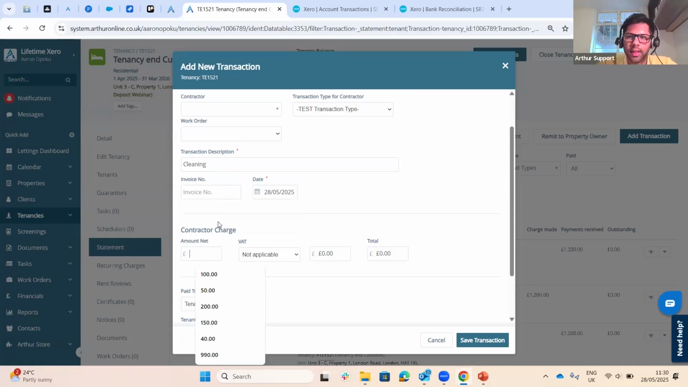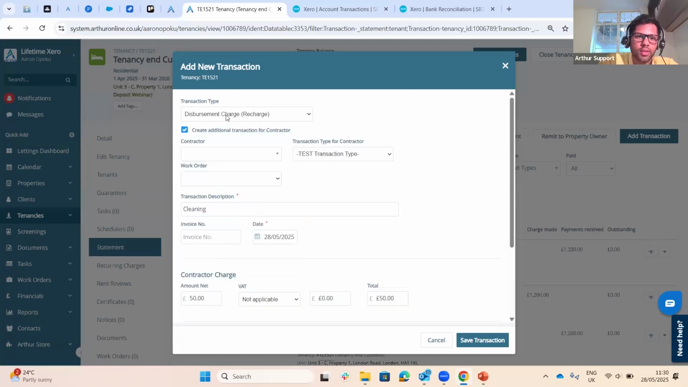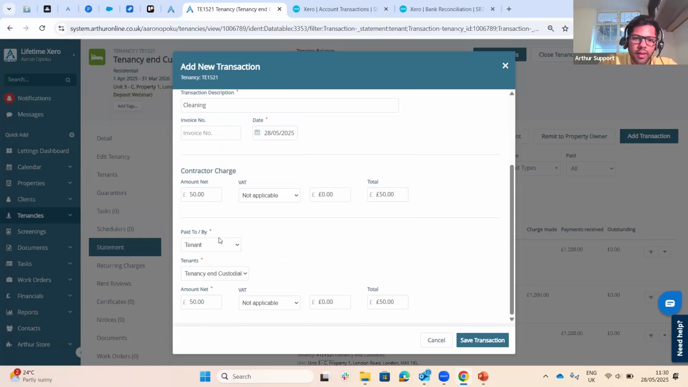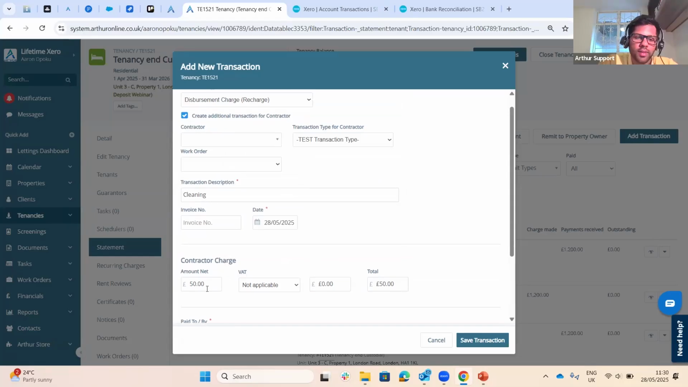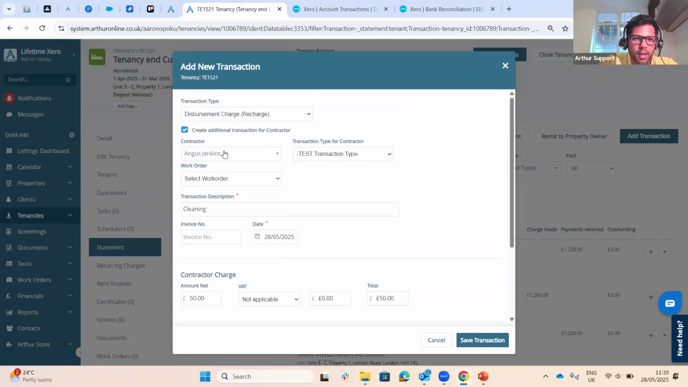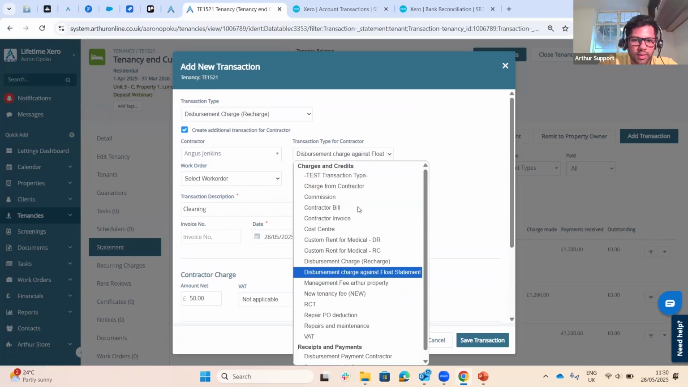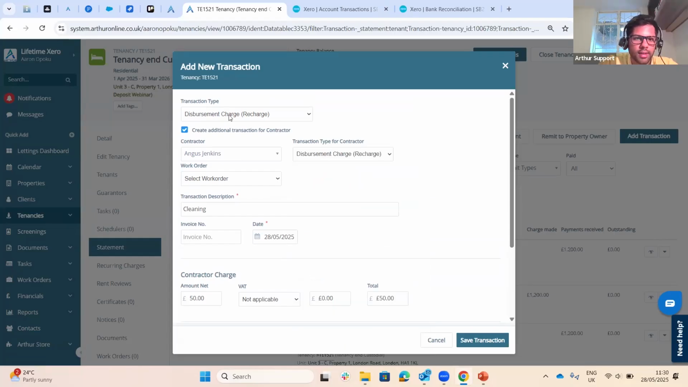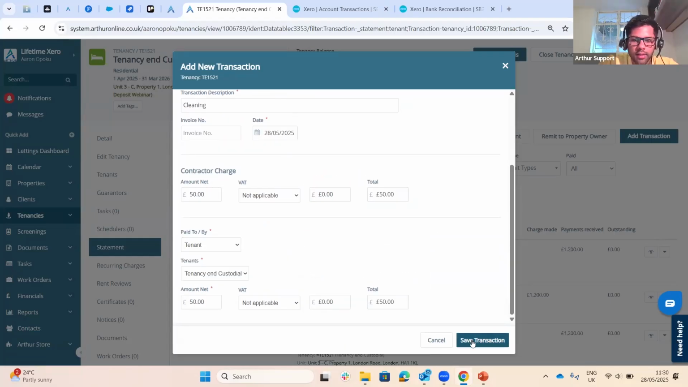And then at the same time, we can then add the charge for the contractor. So this is now creating a bill for you to pay the contractor. So this is why I say it's best to do this before you close tenancy, because then with the add transaction, you can add those two charges together. The £50 deposit deduction, charging the tenant, and then the £50 bill, which is what you then need to pay the contractor. Here you select the contractor and then put the date in there, and also add the contractor transaction type, which will usually be the same as the tenant transaction type. And then go ahead and save transaction.